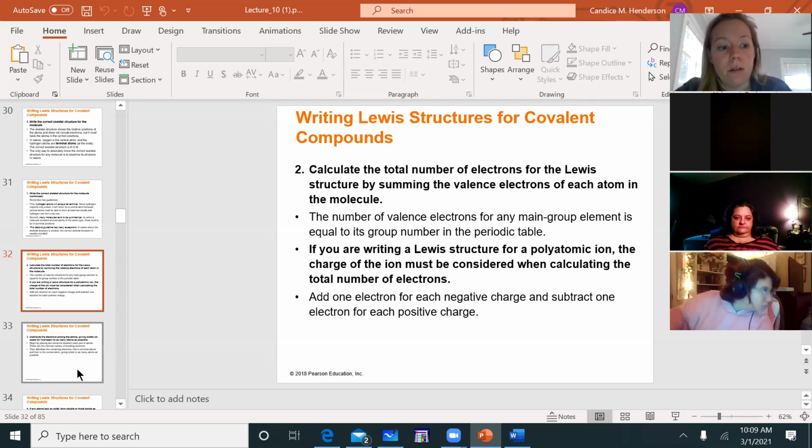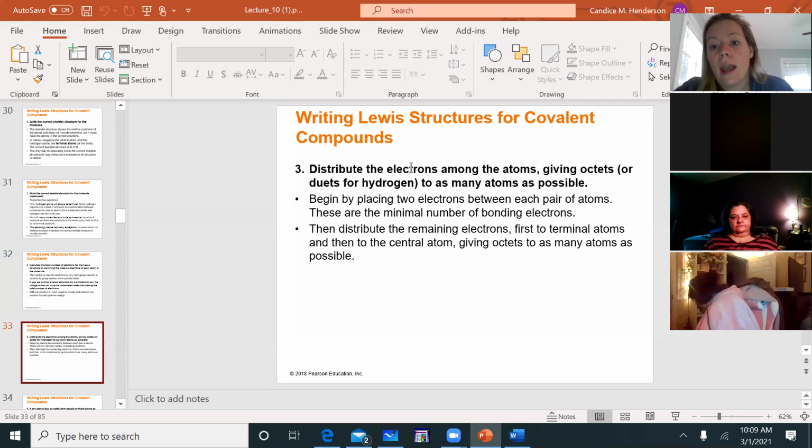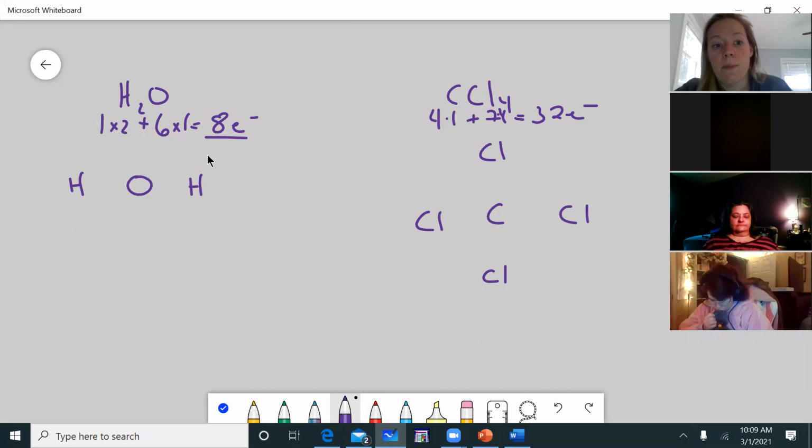Okay, the next thing is to distribute the electrons among the atoms, giving octets and duets to hydrogen to as many as possible. Begin by placing 2 electrons between each pair. This is the minimal number to make a bond. Then distribute the remaining electrons first to the outer guys, then to the inner guys. Again, I think it's just easier to go through an example.